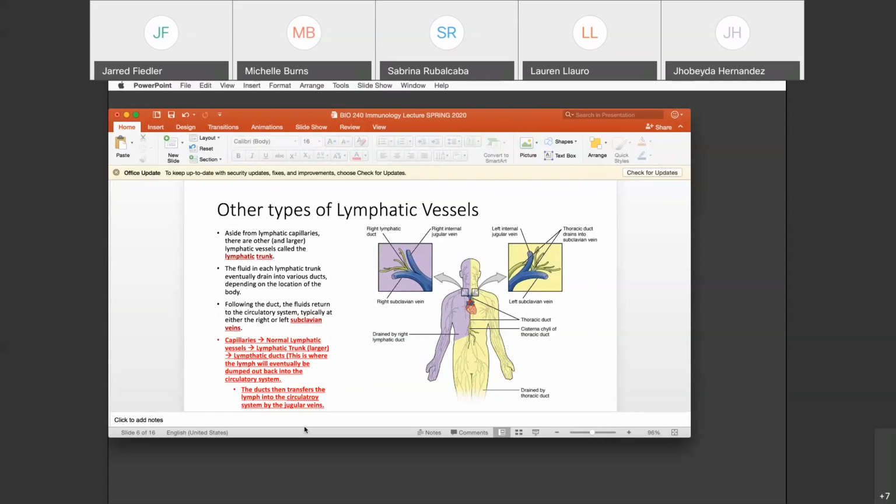Because remember, the first place you're going to want to return all this fluid back into is the place nearest to your heart, right? And your jugulars, the jugular vein, the flow of blood is pretty close to your heart, right?